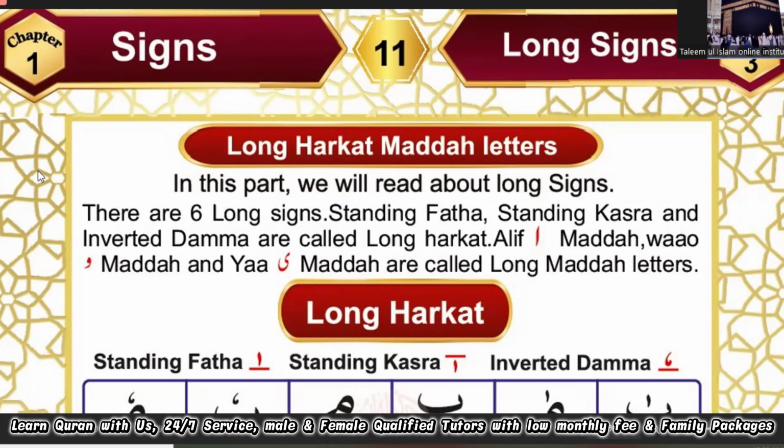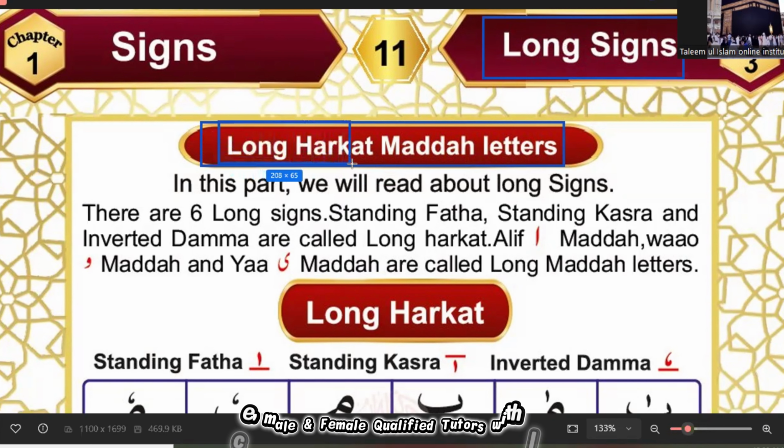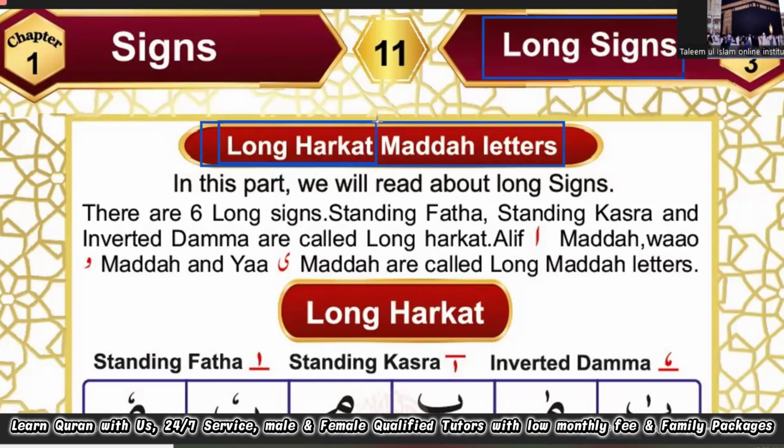Today we will just discuss about the long signs. As you know that there are six short signs: Fatha, Kasra, Damma, Fathatain, Kasratain, Dammatain. As well as there are six long signs. These six long signs are called the Long Harakaat and the Maddah letters.